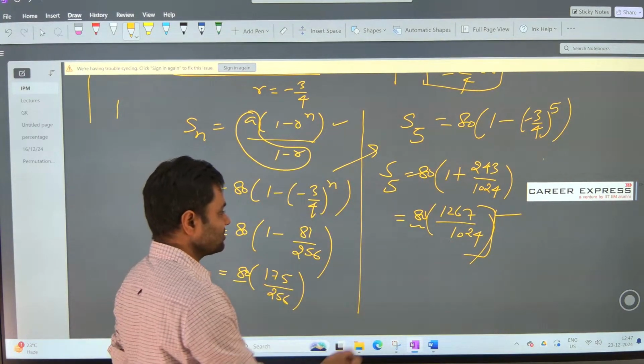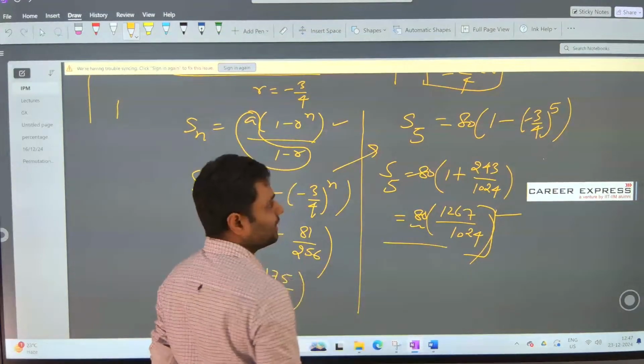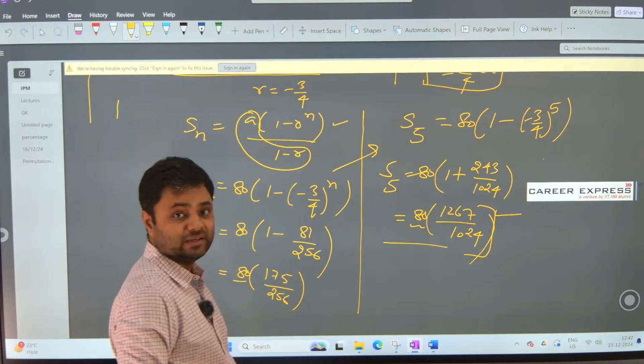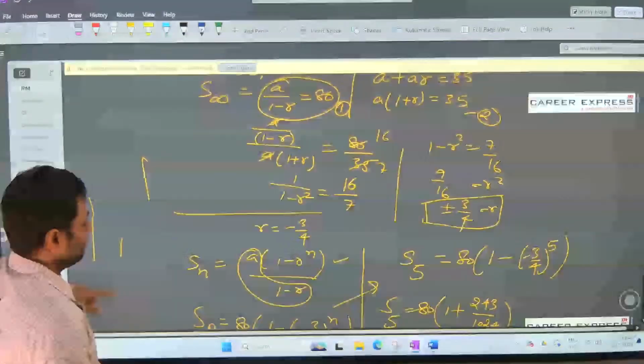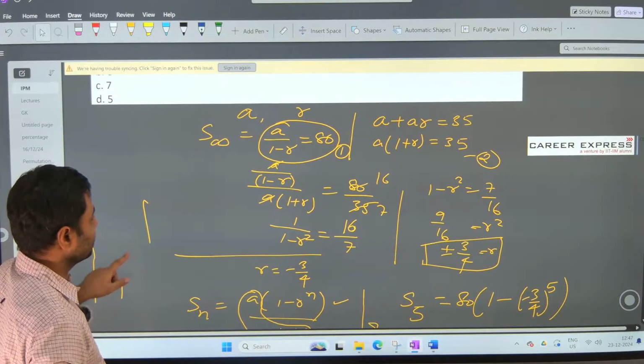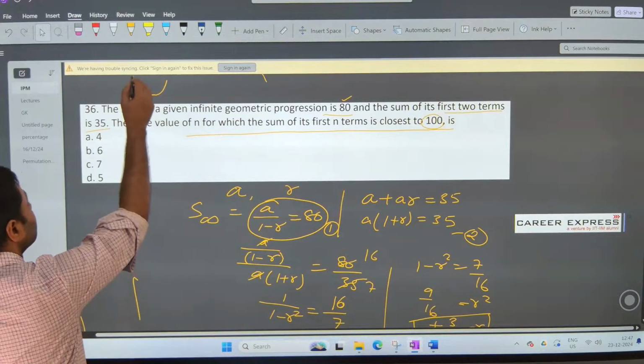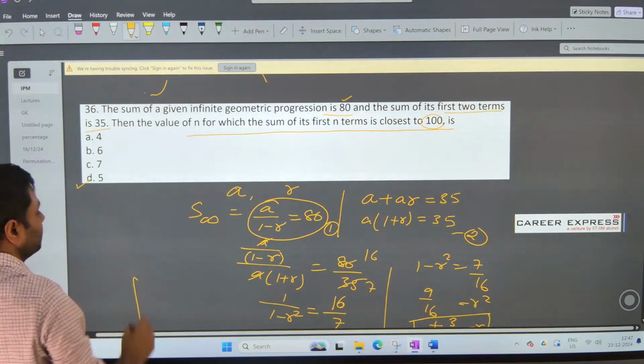So the closest possible result is here, and that is with n equal to 5. So I can say n equal to 5 will be the correct answer. And we had an assumption that r is negative. Right? So n equal to 5 will be the correct answer.